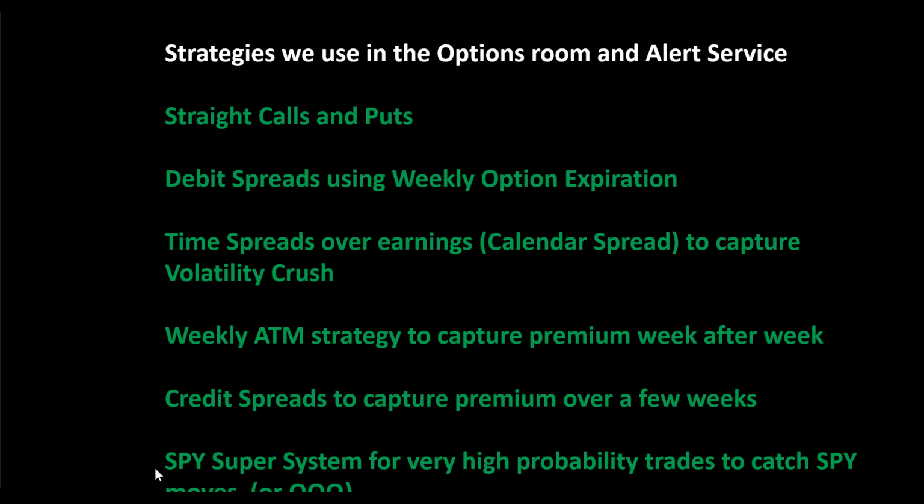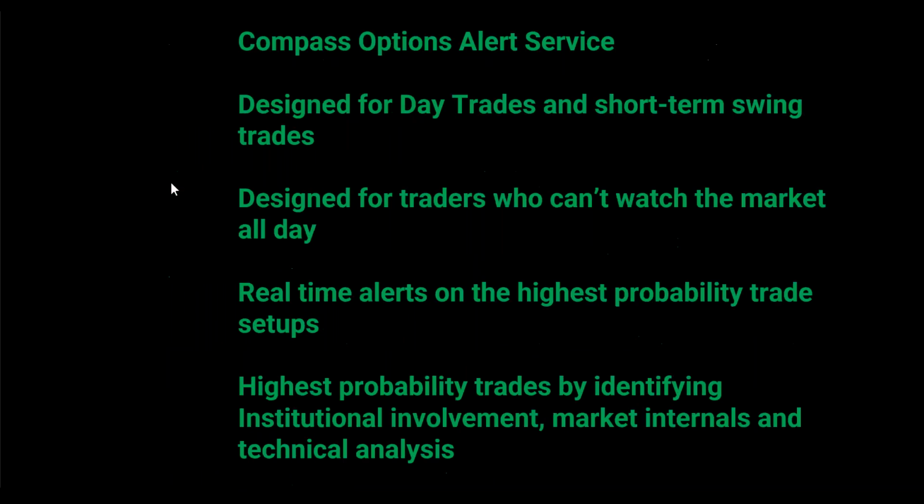Now, the one trade we take in the room that I don't send alerts on is what's called the SPY super system trade, and these are for very high probability trade setups to capture SPY moves and Q moves, upside or downside. But the SPY super system requires obviously the SPY to be at support or at resistance. It requires the market internals to be bullish if we're going long and bearish if we're going short. And it also requires the compass system to indicate that the institutions are either buying or selling the SPYs or the Qs right then. If it's neutral, we're not going to be in them. So those are most of the strategies you're going to see inside the room and on the alert service.